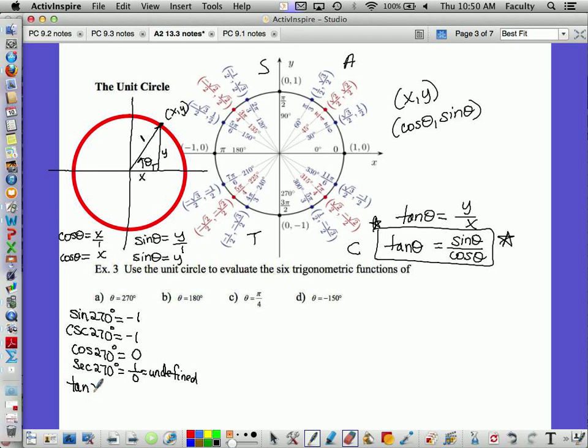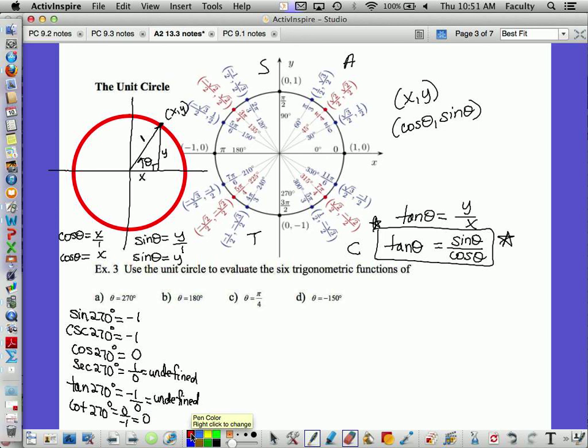Then tangent, 270 degrees. Remember what we wrote down in the box and we put a star. Tangent theta is sine over cosine. So it's negative 1 over 0. That's undefined. And cotangent, 270 degrees. Now I'm going to do the reciprocal. So it's 0 over negative 1, which is 0. So this one's okay.